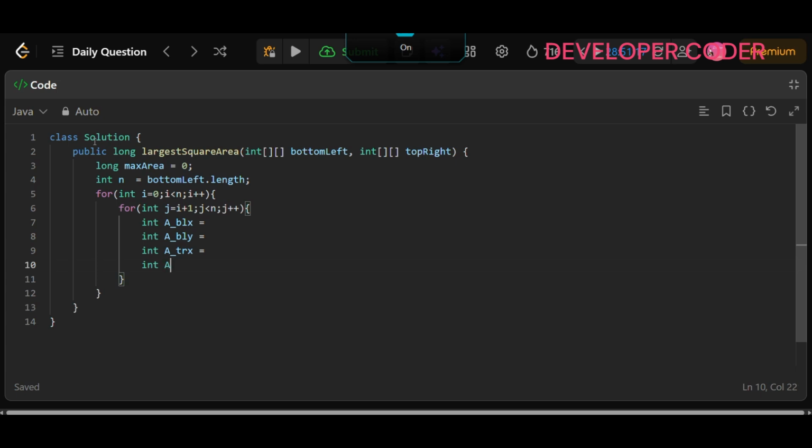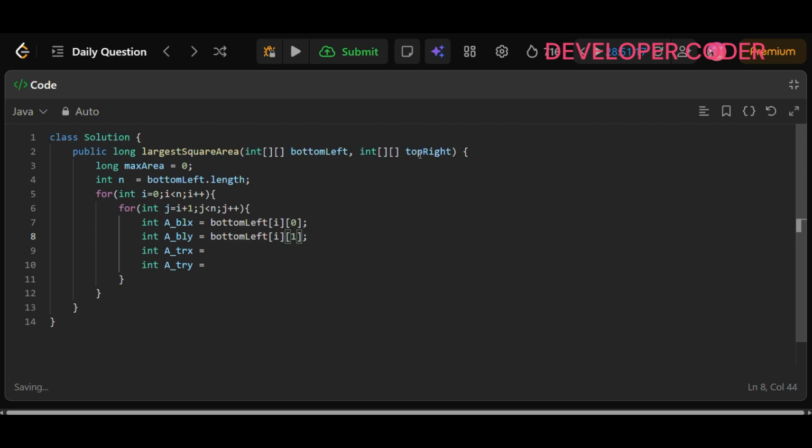Square A only, top right y. So these coordinates you have to write. Bottom left x and bottom left y are going to come from this bottom left 2D array. So here bottom left I'm going to write, and then here I, and here I'm going to write 0. In the same way, bottom left y is also coming from this bottom left only, but here 1.